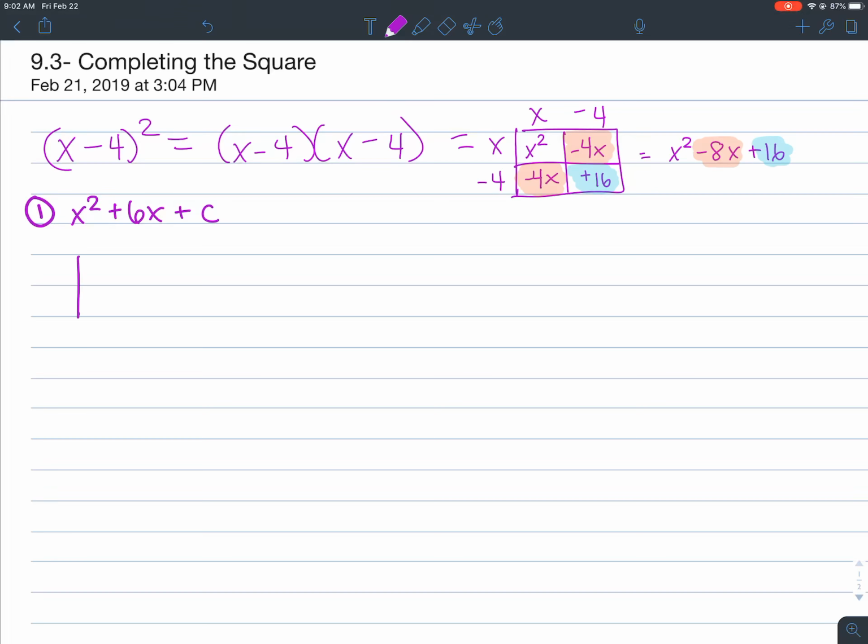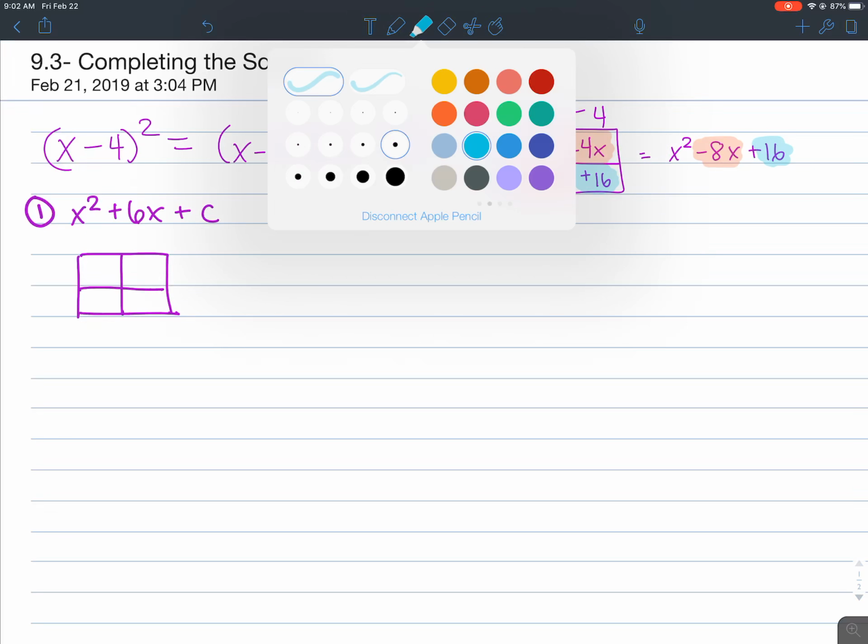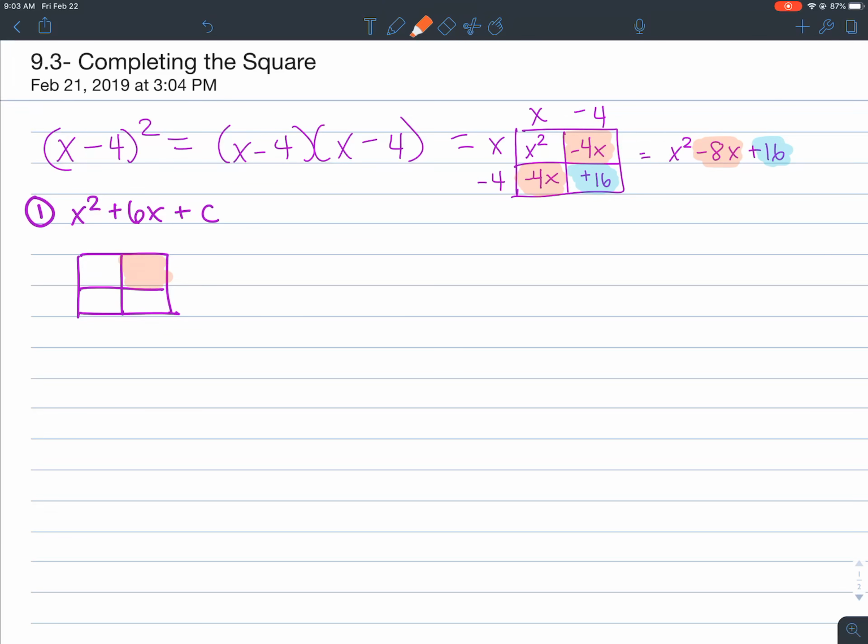So if we did the box method, I know that these two boxes right here need to add up to 6x. Now, because this is called completing the square, I know that they both need to be the same. So this x squared goes in here, and two numbers that add up to 6 that are equal are 3x and 3x.